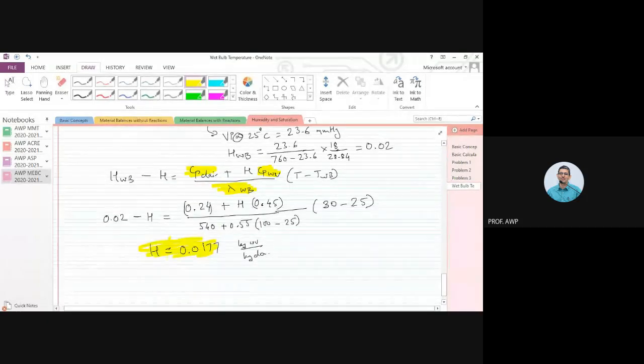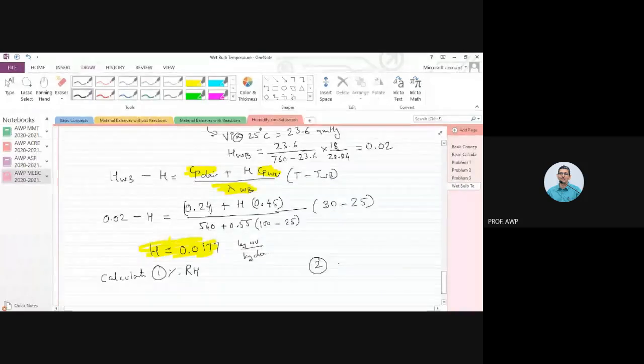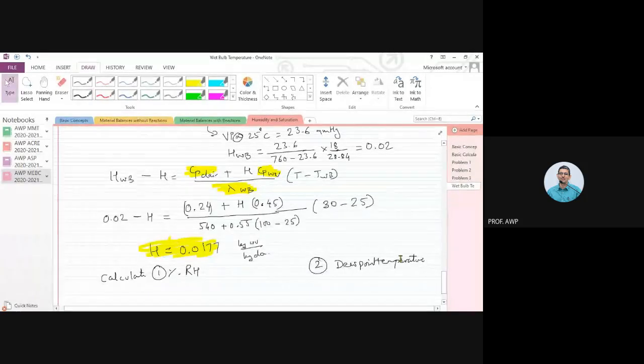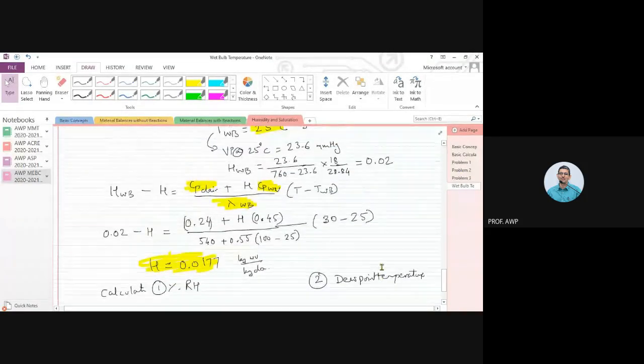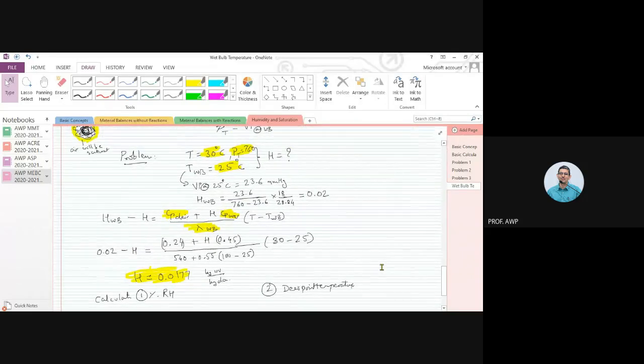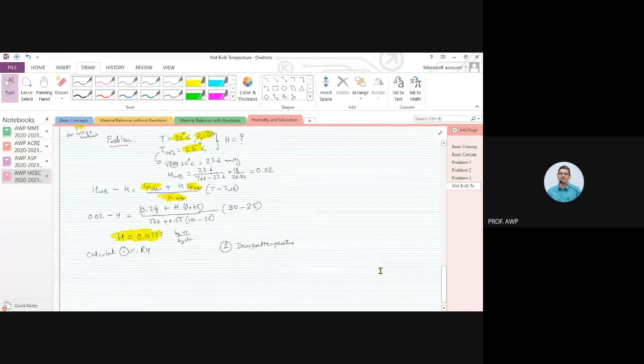If this is the humidity of the air, can you calculate percent RH, and can you calculate the dew point temperature? Let's calculate. Air is at 30 degrees centigrade, wet bulb temperature 25 degrees centigrade, so humidity is 0.0177. I want you to find out percent RH, and the dew point temperature.